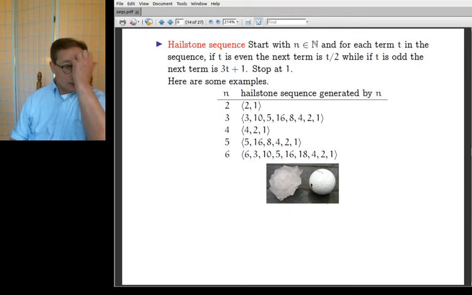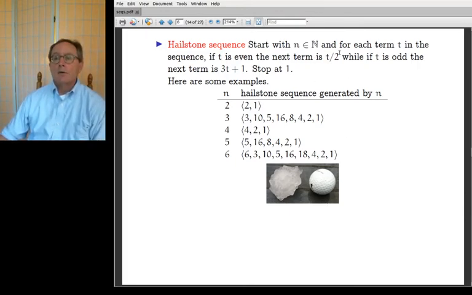The hailstone sequence. So you start with the number n, and you make a sequence by the rule. For each term t in the sequence, if t is even, then the next term is t over 2. If t is odd, then the next term is 3t plus 1. So let's start, how about number 5? 5 is odd. 3 times 5 plus 1 makes 16. 16 is even. Half of 16 is 8. 8 is even. Half of 8 is 4. 4 is even. Half of 4 is 2. 2 is even. Half of 2 is 1.